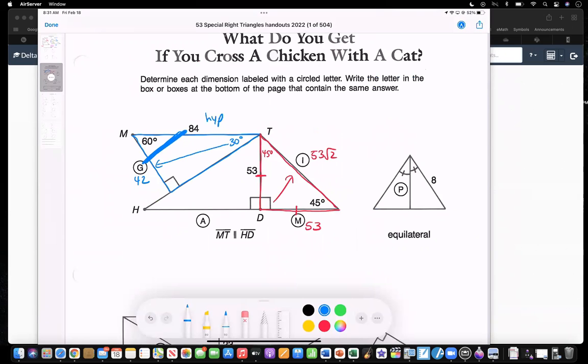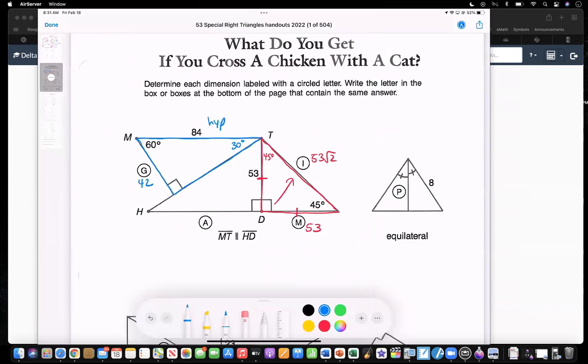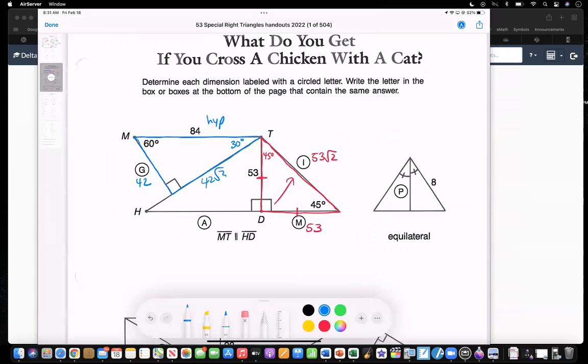And it doesn't ask for it, but if I want this side, that's the long leg, right? That's the side across from the 60. So to go from the short to the long, that's multiplied by radical 3, right? So 42 radical 3. If it asks me for that, it does not here.